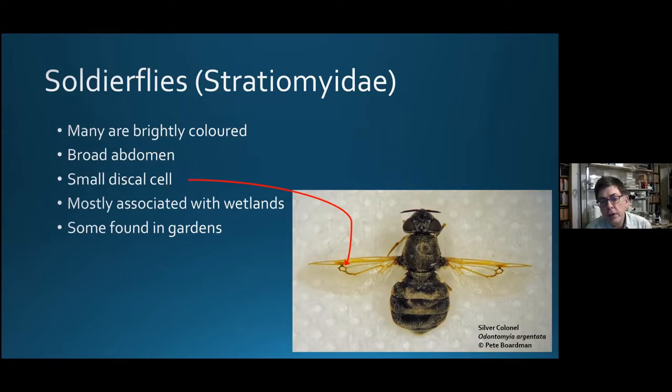A lot of soldier flies are associated with wetlands, and they like really high quality wetlands, and they are very good indicators of particular habitat conditions. We'll talk a little bit more about that later on. But there are some species that are widespread and that are found in gardens. The larvae of soldier flies are herbivores and detritivores, and the garden ones are capable of breeding in compost heaps or pretty much anywhere where there's a bit of decaying vegetation for some of the most widespread species.